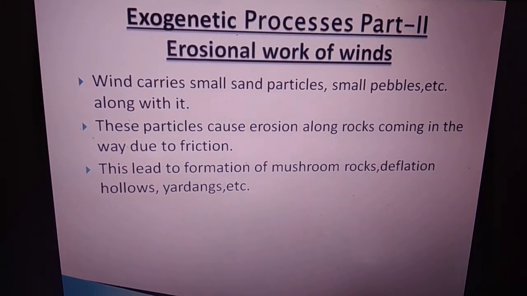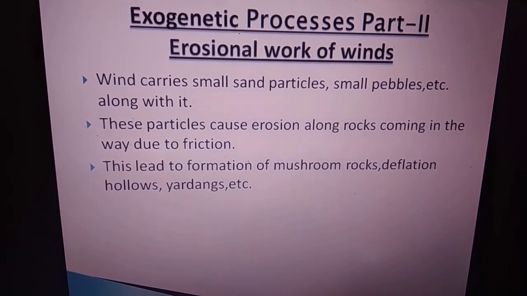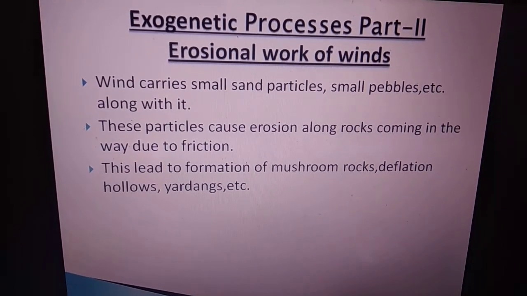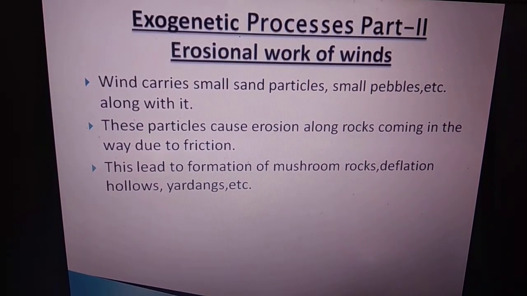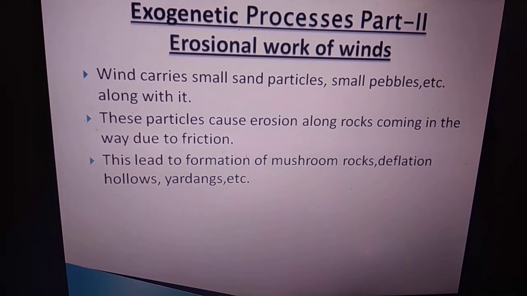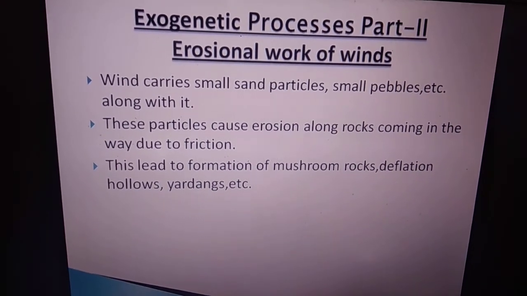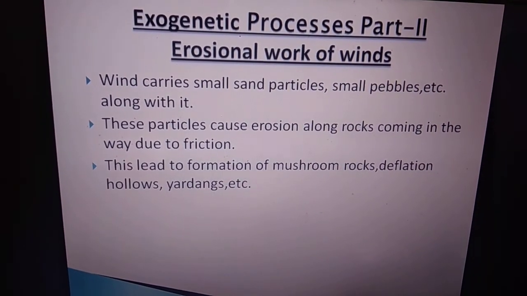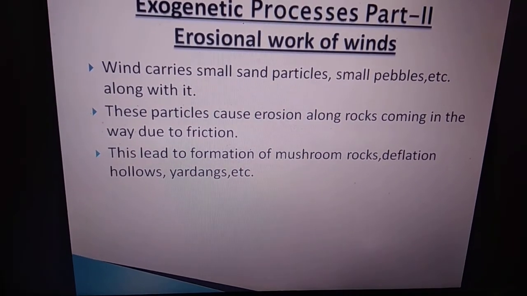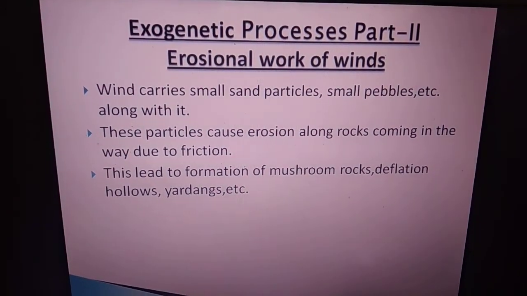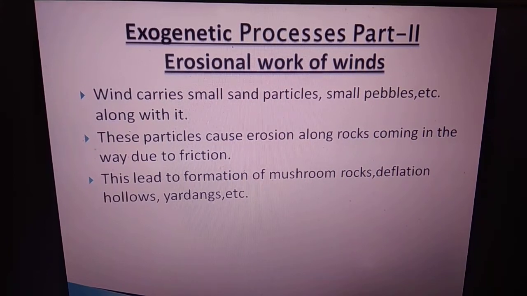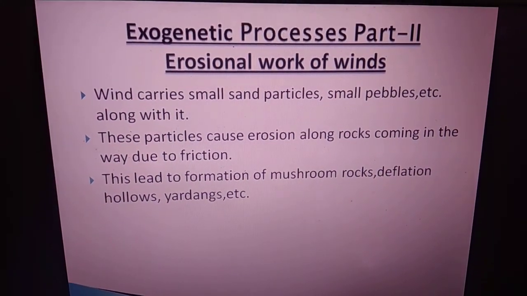Erosional work of wind. First point: wind carries small sand particles, small pebbles, etc. along with it. Second point: these particles cause erosion along the rock coming in the way due to friction. Third point: this leads to the formation of mushroom rock, deflation hollows, yardangs, etc.